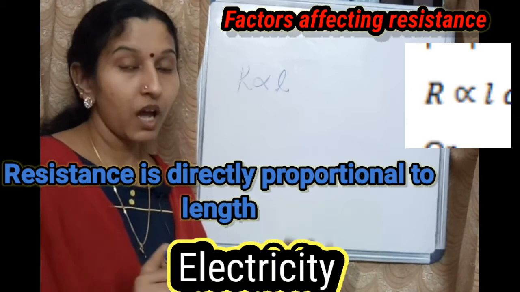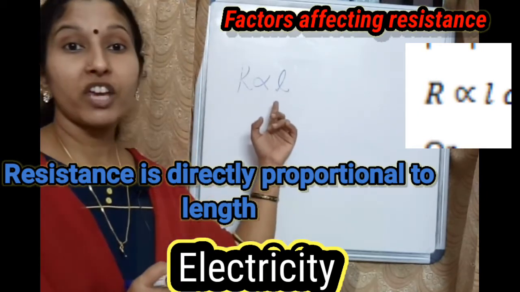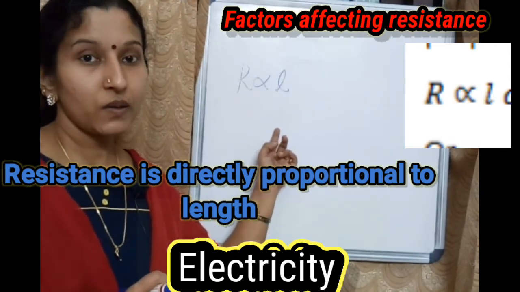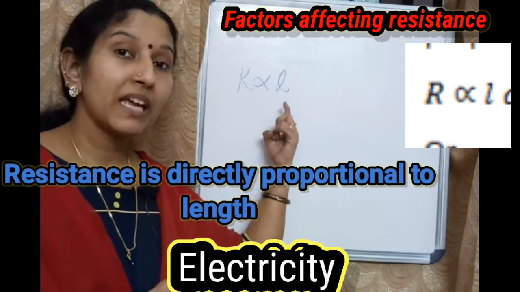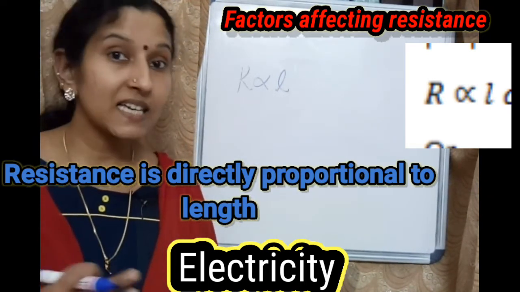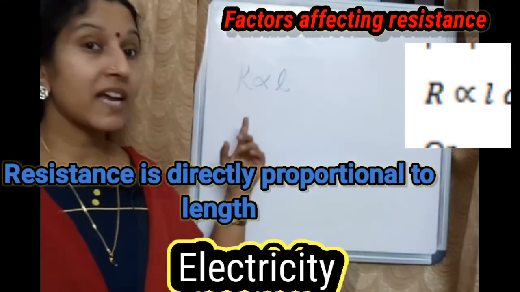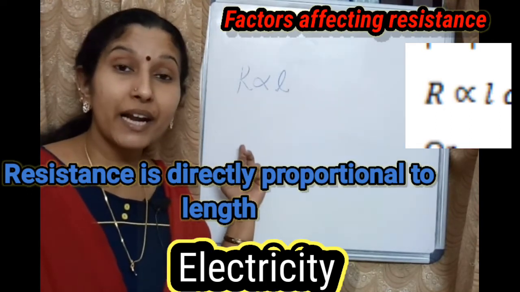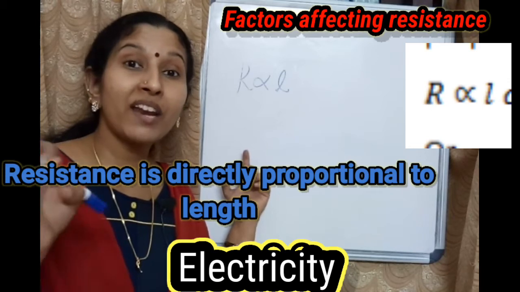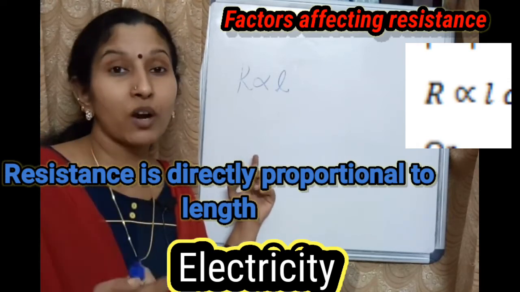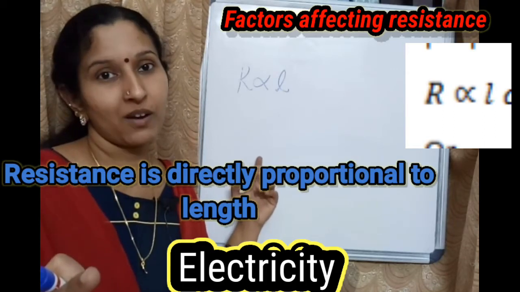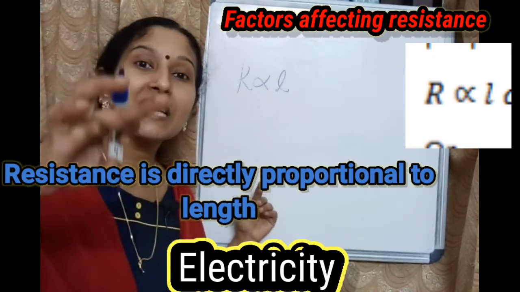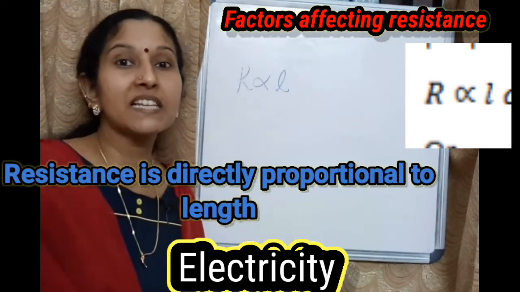How is R proportional to L? Before that, we use L for the length and A for the area of cross section, or thickness. We started the sentence like this: it is observed that the ammeter reading reduces to half when we doubled the length of the wire. When there is an increase in the length, there is a decrease in the current, and a decrease in the current means an increase in the resistance.